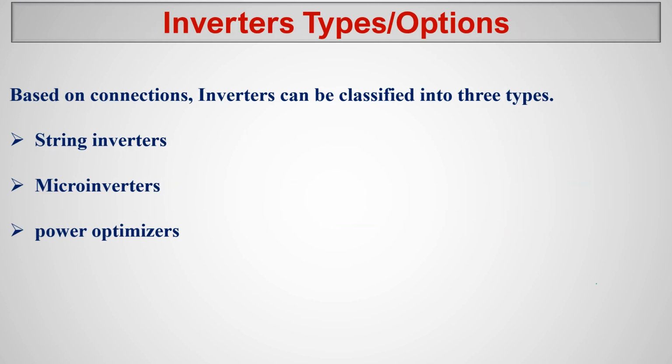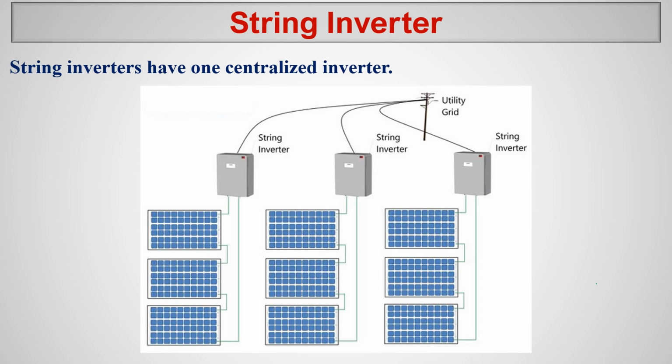So let's talk about types of inverters. We have three types of inverters: string inverters, microinverters, and power optimizers. They have different functions, but we consider them as types of inverter. General people know only about the inverter, but we are introducing the types here: the string inverter, microinverter, and power optimizer. So let's look one by one at what is meant by string inverter.